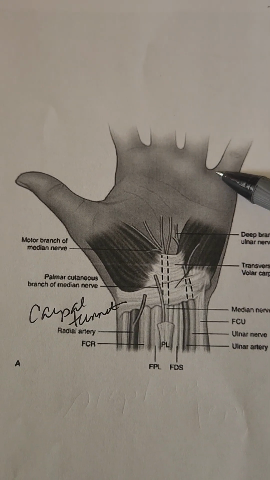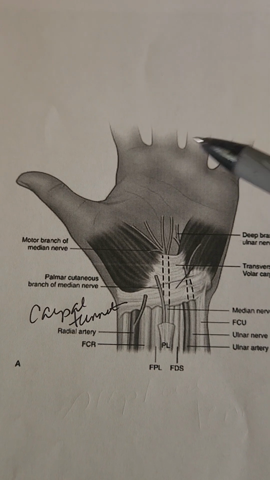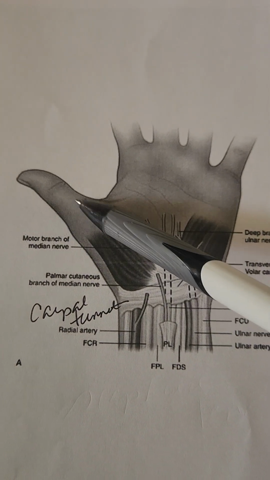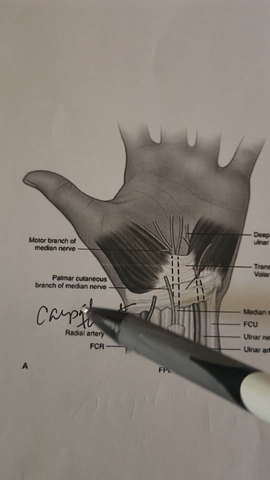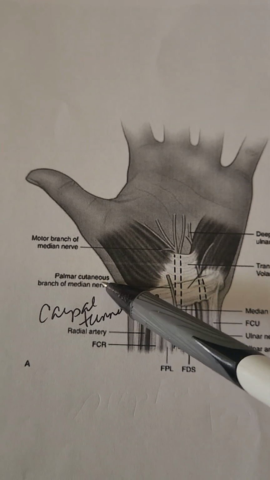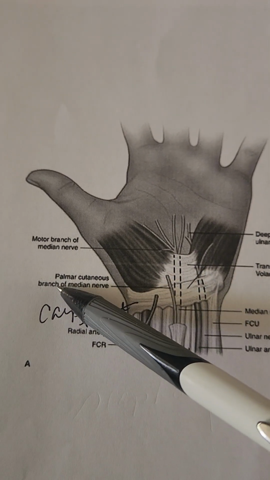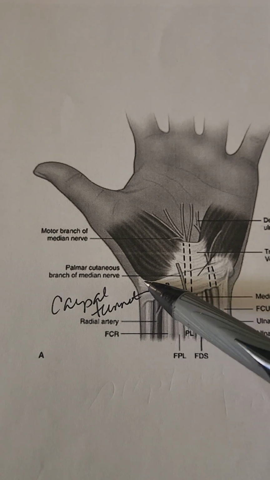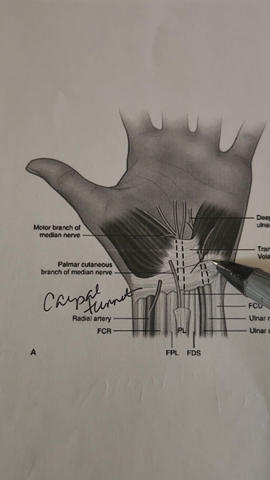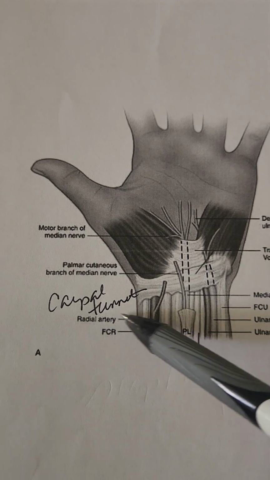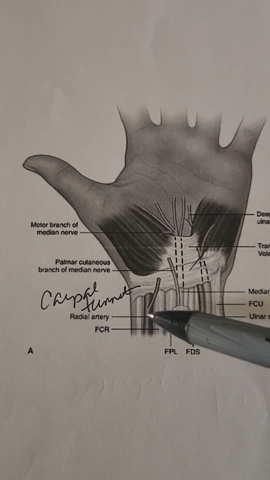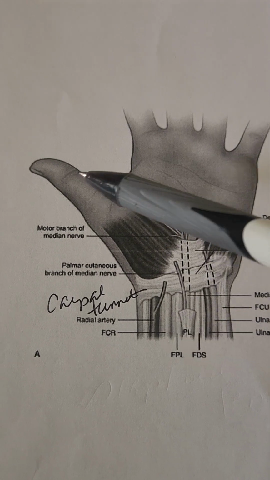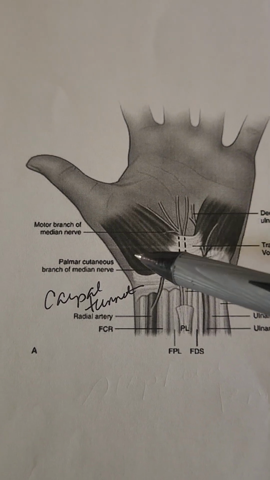Ulna is on the pinky side, the 5th digit. Radius is always on the thumb side. Okay? So palmar cutaneous branch of the median nerve right here. This is the carpal tunnel coming across. Radial artery. It has to be the radial artery because it's on the thumb side.